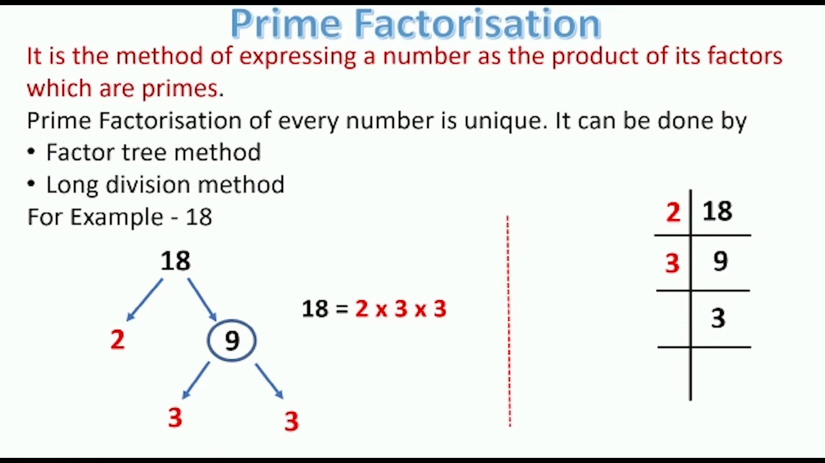Now this 3 can be divided by only 3. So write here 3. Then when you divide this 3 by 3, you will get 1. So write here 1. So the prime factorization of 18 will be the same: 2 into 3 into 3. Here also we are getting 2 into 3 into 3, and by the long division method also we are getting 2 into 3 into 3. The prime factorization of 18 is the same in the factor tree method and in the long division method.